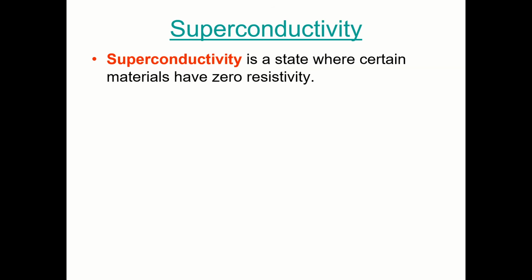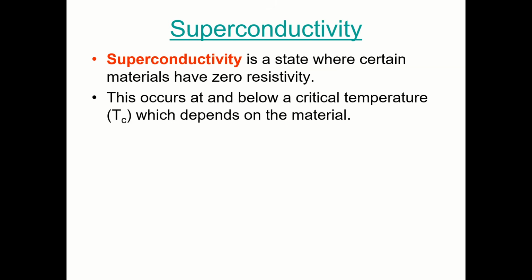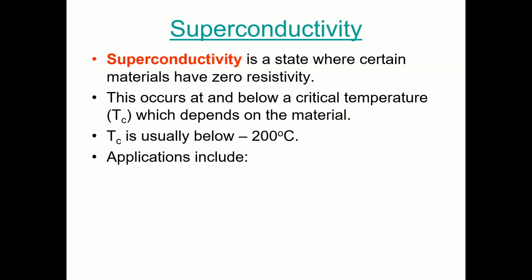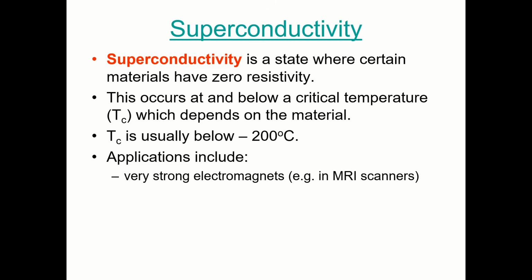So a state where certain materials have zero resistivity occurs at or below the critical temperature, sometimes termed the transition temperature, depending on the course or the era of the course, which depends on the material. So the critical temperature would be well below minus 200 degrees generally for lots of materials. Some courses classify things as high temperature superconductors and low temperature superconductors, but when we say high temperature, we're still talking about very, very cold. It's all relative really, okay?